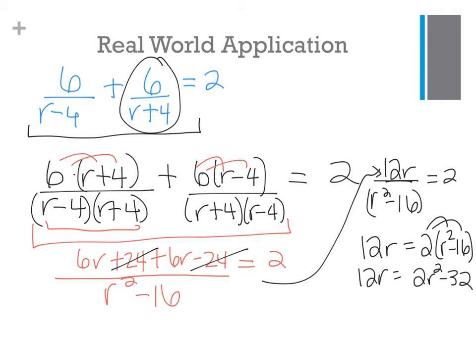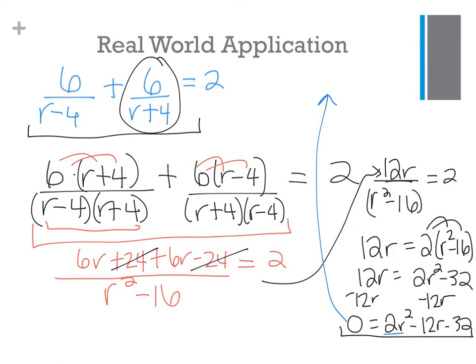And if I collect all the terms on the same side by subtracting 12r on both sides, I get 0 equals 2r squared minus 12r minus 32. Now I have a quadratic here, and the first thing you always want to do is try to factor it if at all possible. I can see that all three terms here, 2r squared, negative 12r, negative 32, are divisible by 2. So I'm going to factor out a 2, and I'm left with r squared minus 6r minus 16.